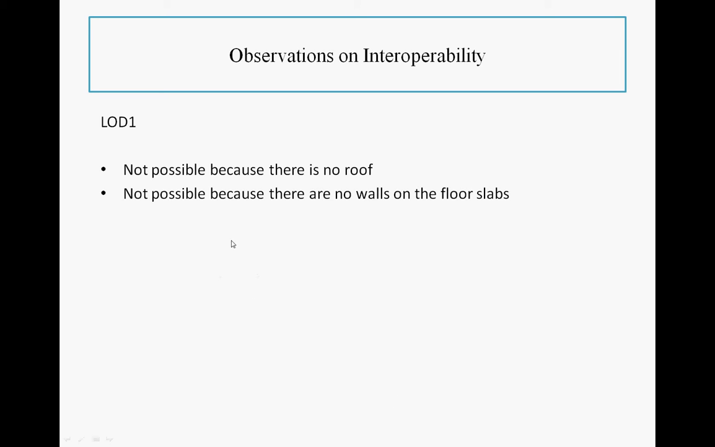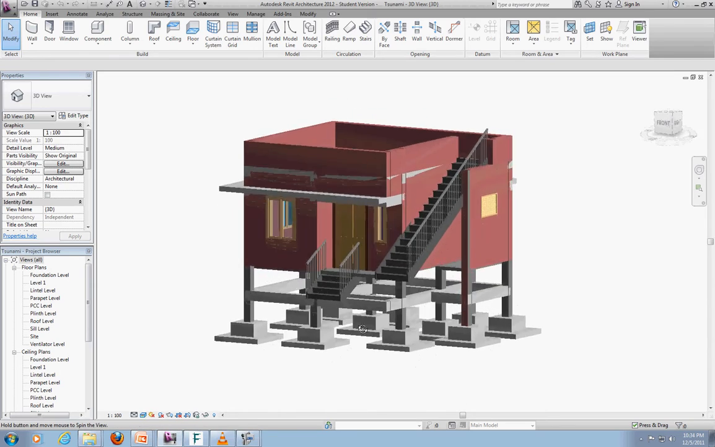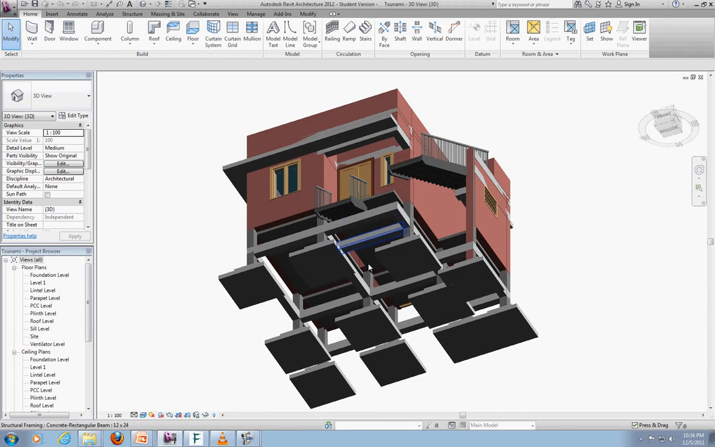nothing has been generated at LOD1 because there is no roof and there are no walls on the floor slabs. Here in the Revit model there was actually a roof, but the walls were not on the floor slabs.